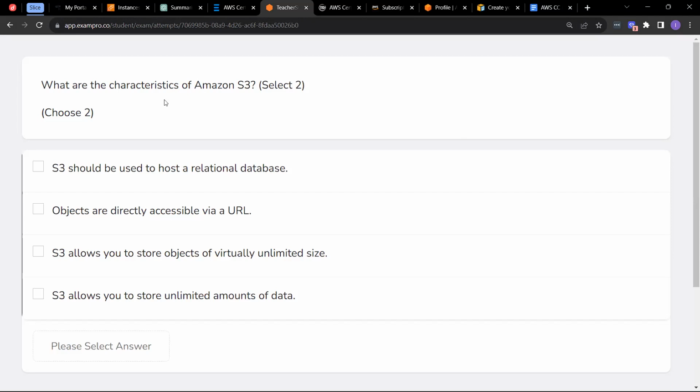Okay, so 2, yes, objects are directly accessible via a URL. You see HTTPS, the region, and the object name. That's the structure of the URL. And those choosing 3, it is not 3. S3 does not allow you to store objects of virtually unlimited size, but you are able to store an unlimited amount of data. You have a limit of 5 terabytes per object.